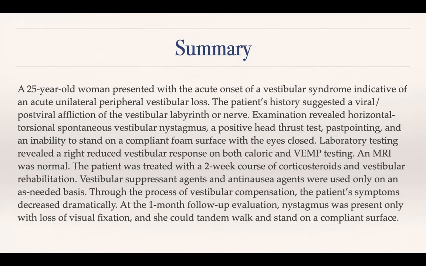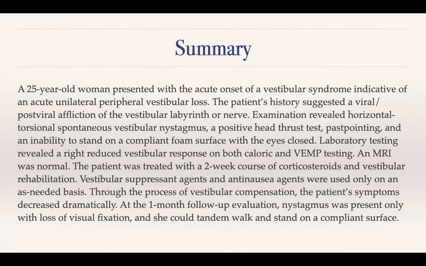The summary is a 25-year-old woman presented with acute onset of vestibular syndrome indicative of an acute unilateral peripheral vestibular loss. The patient's history suggested a viral or post-viral affliction of the vestibular labyrinth or nerve. Examination revealed horizontal torsional spontaneous vestibular nystagmus, a positive head thrust test to the right, past pointing, and an inability to stand on a compliant foam surface with the eyes closed. This past pointing that we see here in one direction is actually a vestibular imbalance sign.